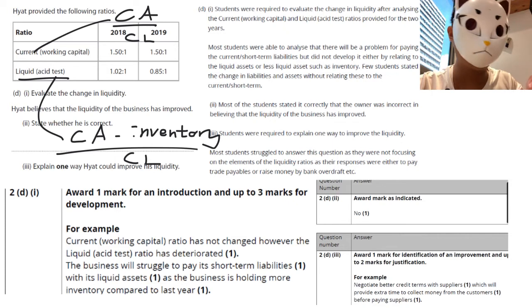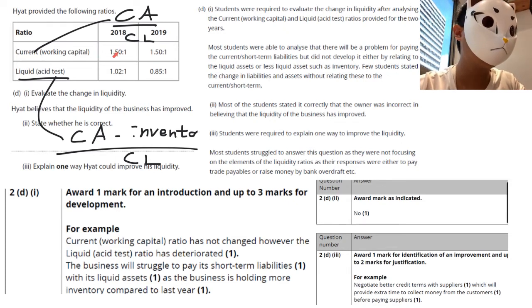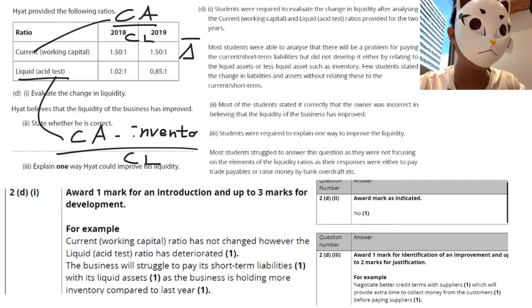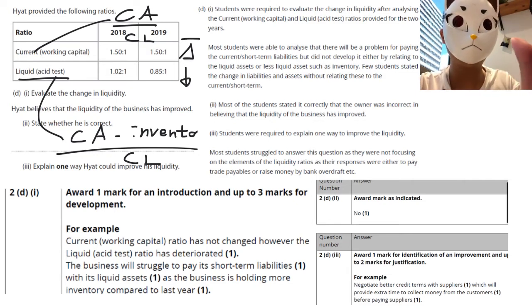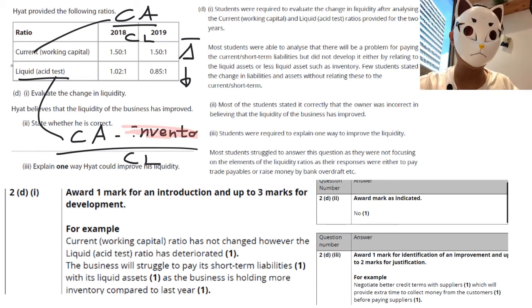So let's take a look. As you can see, the current ratio remains the same over the years. However, the liquid ratio drops. So you can see the difference lies in the inventory. The difference lies in the inventory. So right now we can check out the answer.